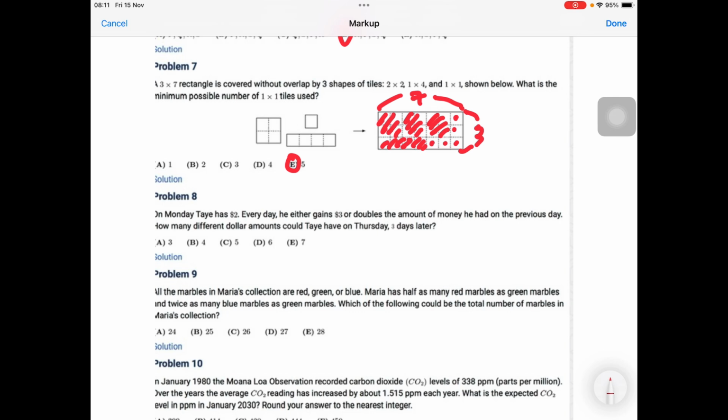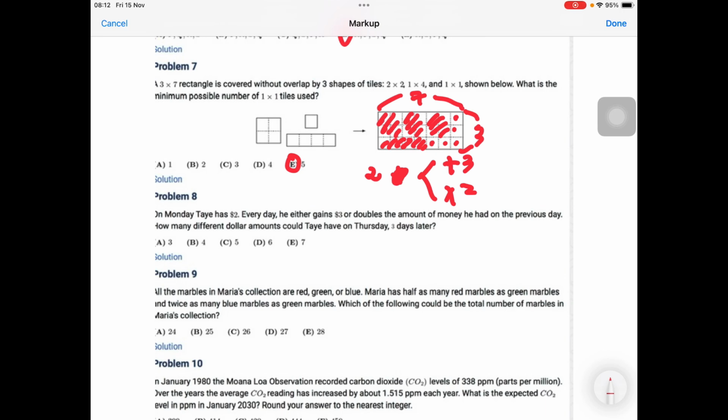On Monday, Taye has $2. Every day, he either adds $3 or doubles the amount of money. Okay, so he started from 2, and every day, maybe plus 3 or times 2, something like this. So how many different dollar amounts could he have on Thursday?